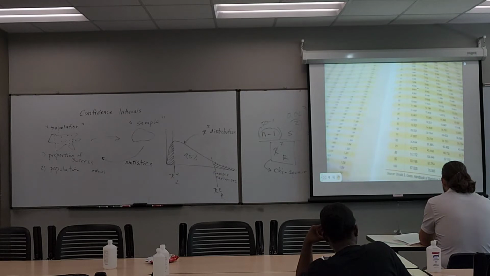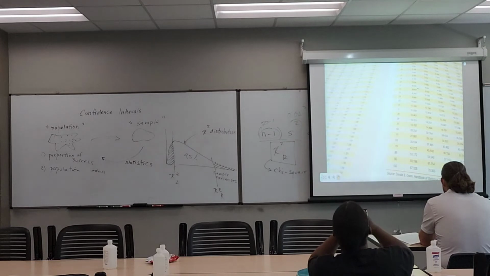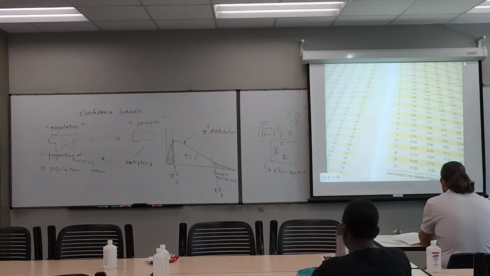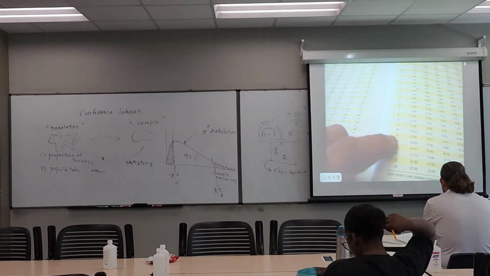But you'll see that there is no 49, it goes 40 and then 50. So in general, if a value doesn't exist in the table, we'll use the closest one. So the closest one to 49 will be 50. So we're going to use 50 degrees of freedom.